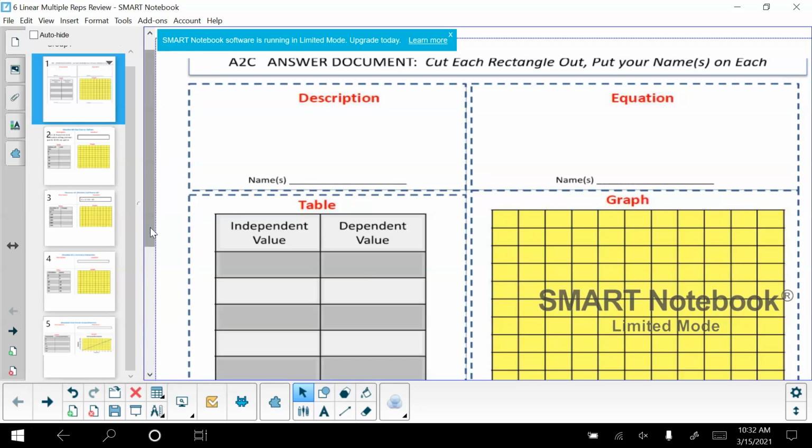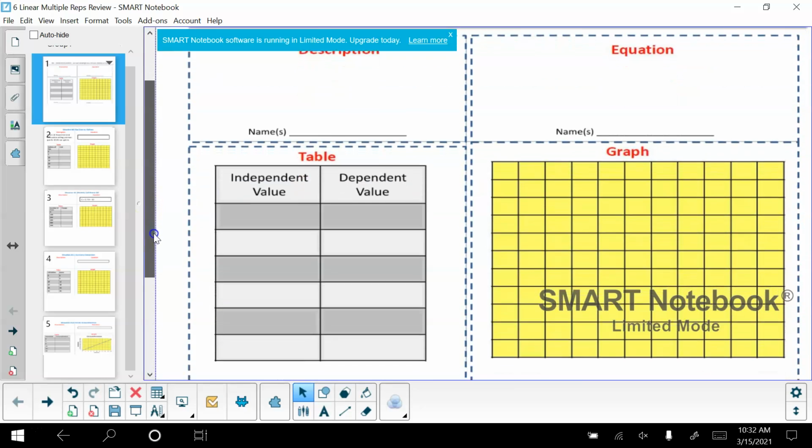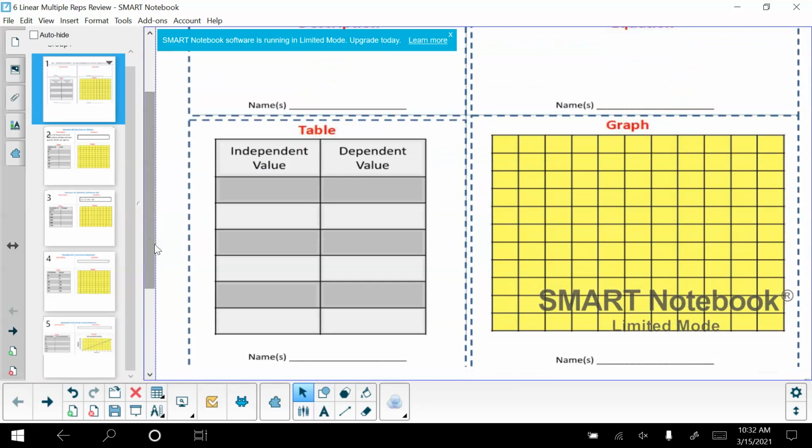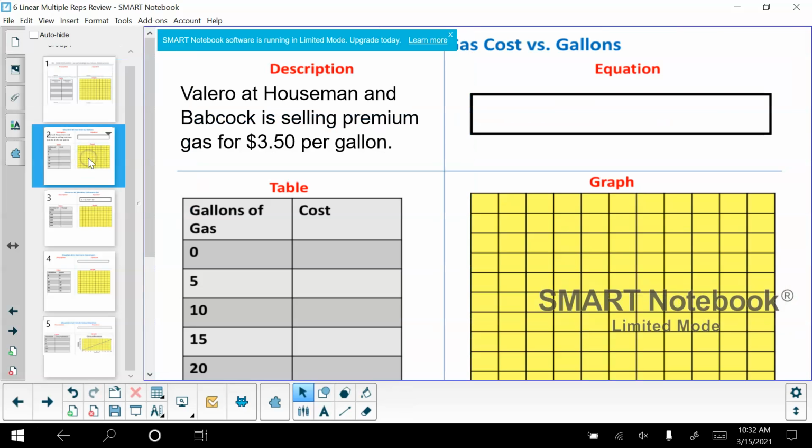Other ones will give you the equation, and you'd have to be able to do the table and the graph and write a description. Or we may give you a table, and you have to do the other three, or you'll be given a graph and you'll have to pull the data off of it to make the table, the equation, and the description. So it's going through all the four different types of multiple representations of a scenario: description, equation, table, and graph. And here's our very first example.